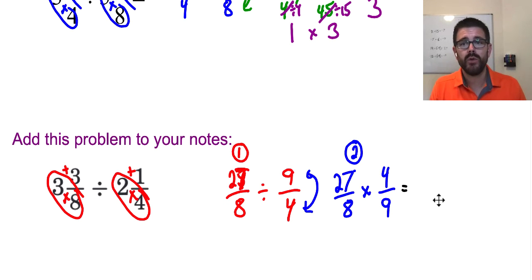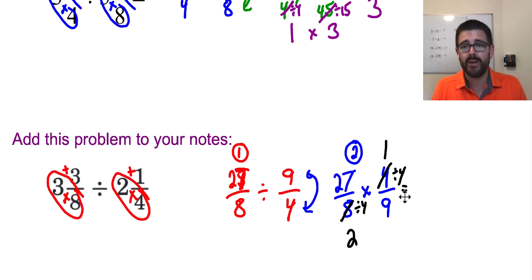And now we look to cross simplify. So once we've taken care of the mixed numbers, once we've taken care of the division and flipped that second fraction, now I can cross simplify. So 8 and 4 could both be divided by 4. So I get a 1 and a 2. Remember, not every problem is going to have a whole lot for you to cross simplify, and that's okay. You just look for as much as you can find.